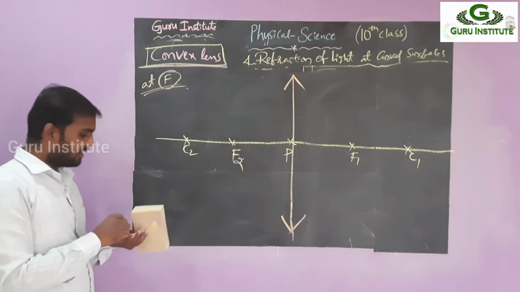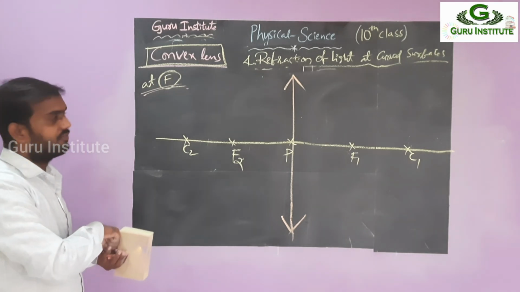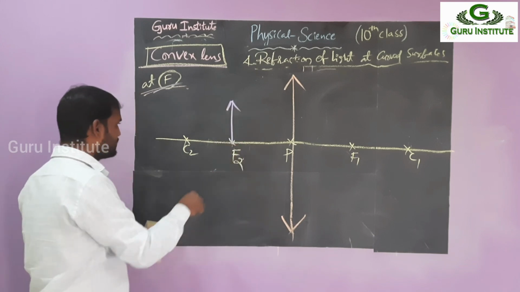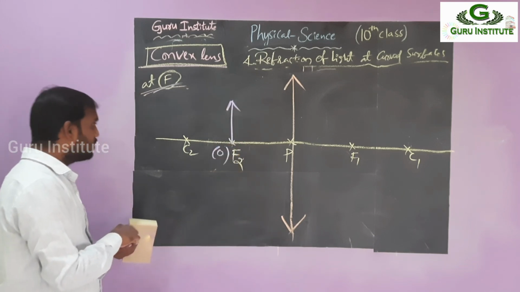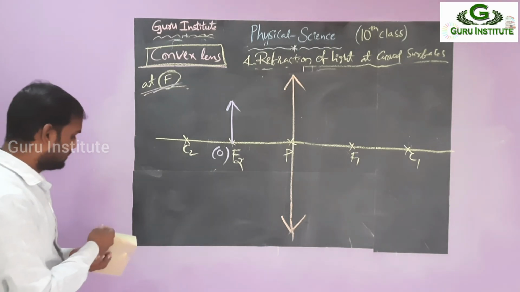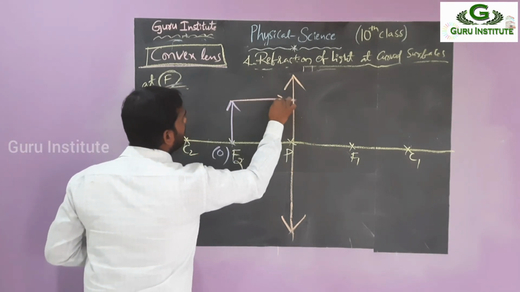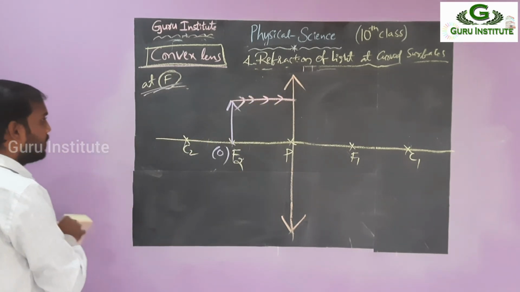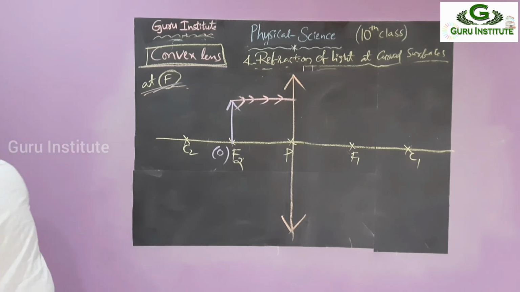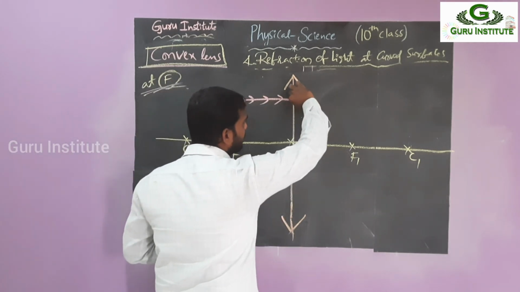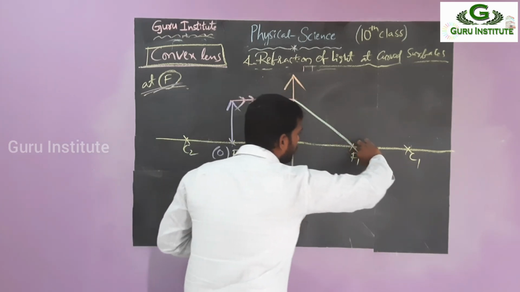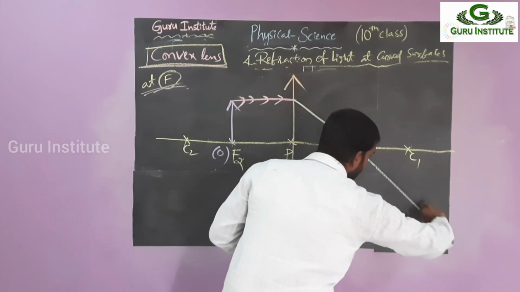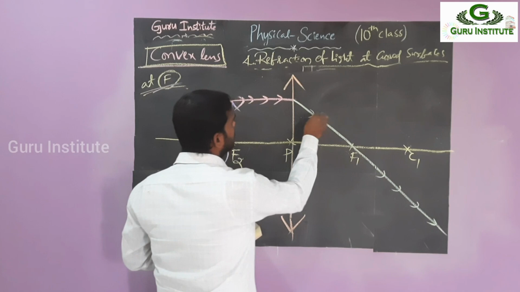Okay, right. What is the next case? We have the object at F. That is only enough. So this one, at F. This is the object. So we have to draw the lines. First, parallel to the principal axis. Okay, right? Then what is the next one? Sorry, passing through the focus. So that is passing through the focus.